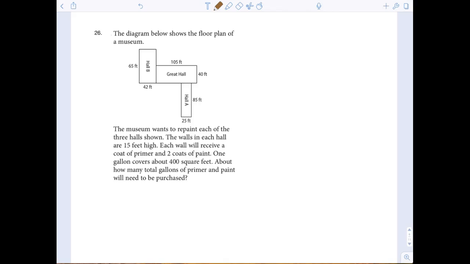Okay, so now we got to think, guys. Does everybody agree the wall is going to be 15 feet high, right? So I'm looking at Hall B. So Hall B looks like this, guys. I'm just trying to draw it so you can see what I'm saying. This is what Hall B is going to look like right here. And this is 65 feet by 42 feet, do you agree? And then there's going to be the walls up this way. Does everybody agree with this? Everybody see what I'm doing?